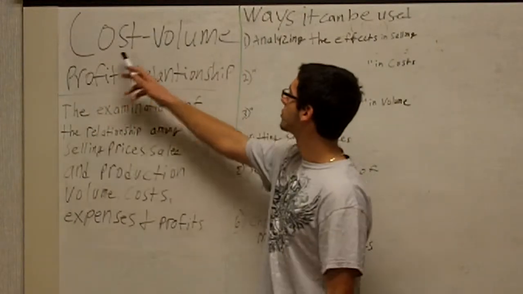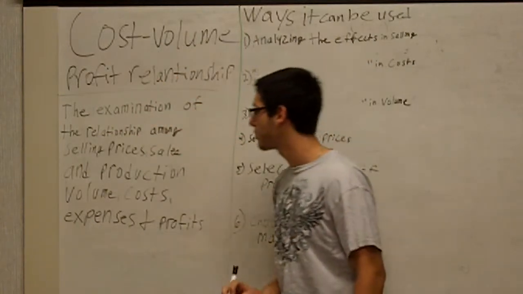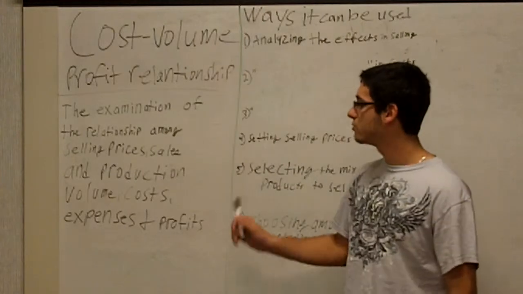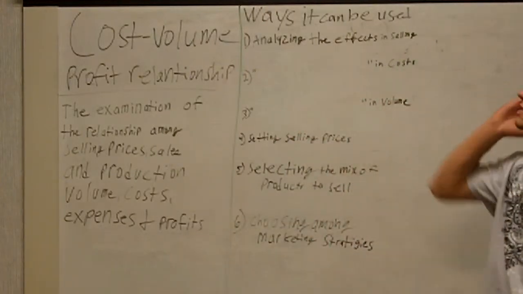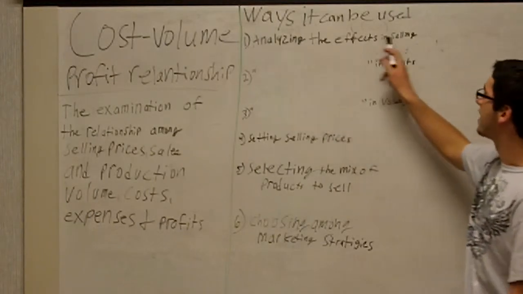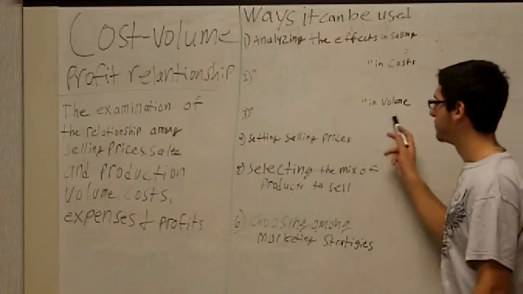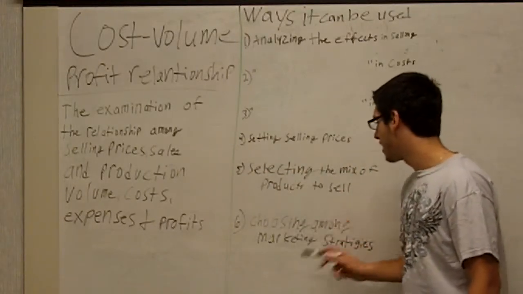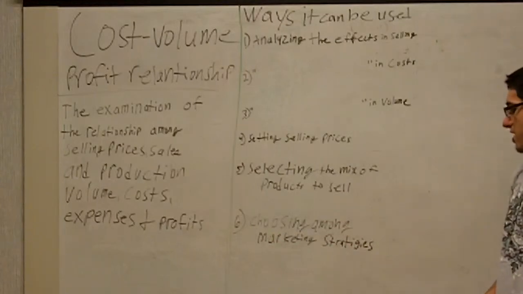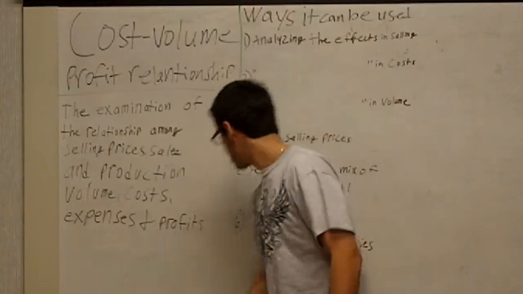First thing you need to know is that the cost, volume, profit relationship is the examination of the relationship among selling prices, sales and production volume, costs, expenses, and profits. It can be used for analyzing the effects of selling prices, costs, and volume, setting the selling prices, selecting the mix of products to sell, and choosing among marketing strategies. Right now I'm going to go over the contribution margin.